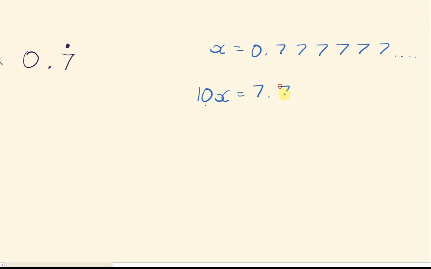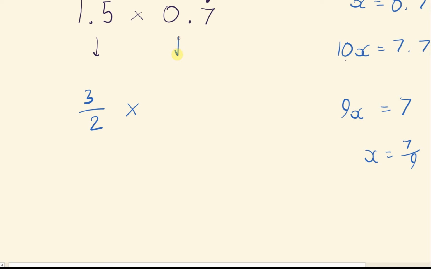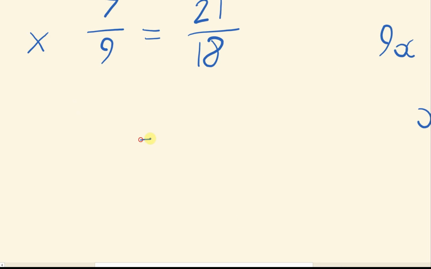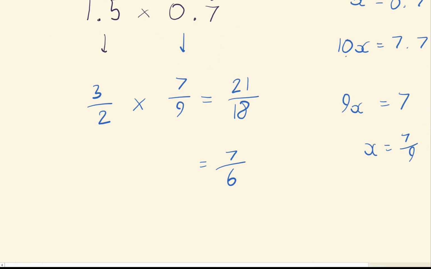Therefore 10x is 7.7777. Take them away. 10x minus x is 9x. 9x is just 7. So therefore x is 7/9. So I've now got 3 over 2 times 7/9. I just times them together. 3 times 7 is 21. 2 times 9 is 18. Again, always simplify where possible. Here we have a common factor of 3. And this is 7 over 6. You'd also write this as 1 and 1/6, but we weren't overly asked to do that, so I'll leave it as 7 over 6 for now.